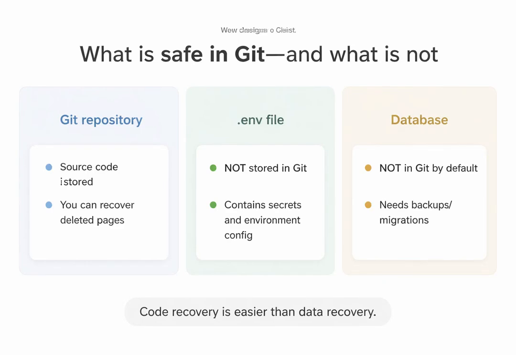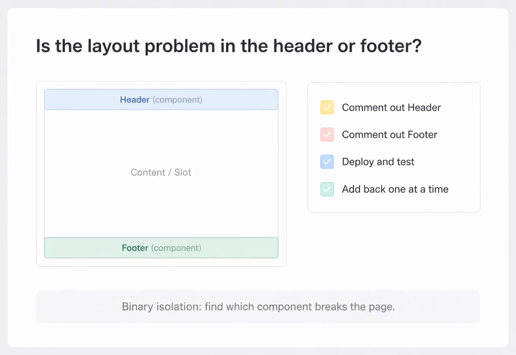They point out an important distinction. If the homepage code is deleted, it can often be recovered from Git, but environment configuration, like the .env file, is not in Git, and the database is not automatically recoverable either. So version control protects code, but it does not automatically protect secrets or data. That is why backups and proper deployment practices matter, because losing database data is much harder to fix than restoring a Vue file.